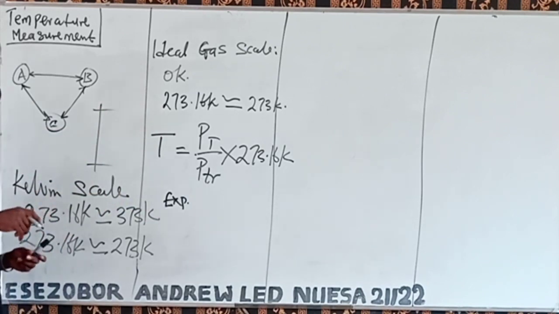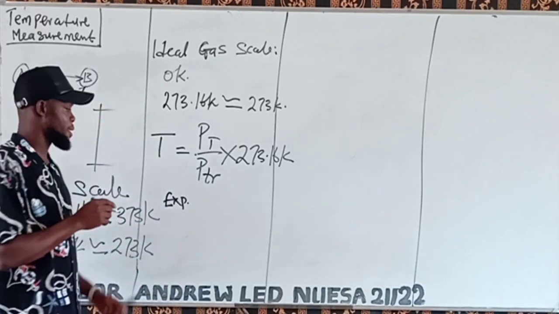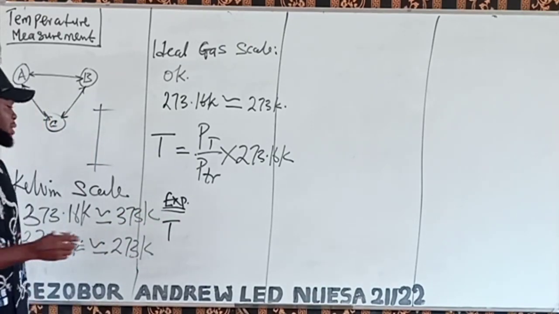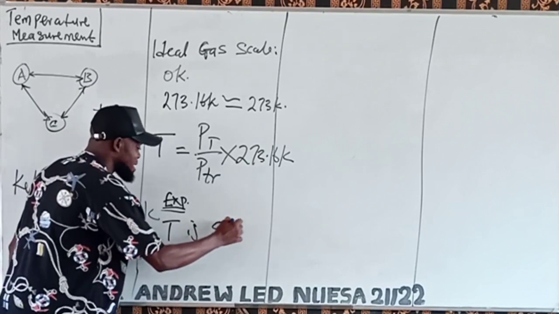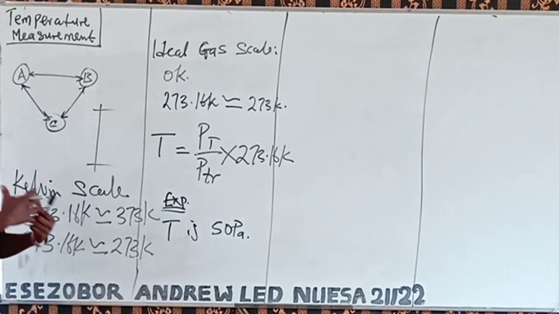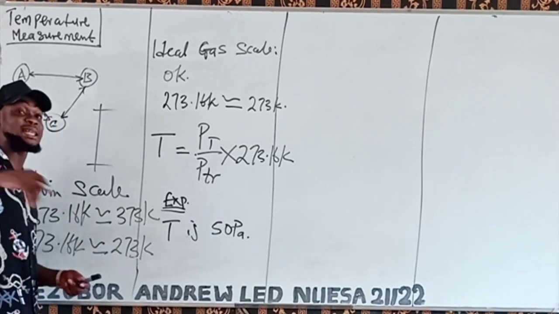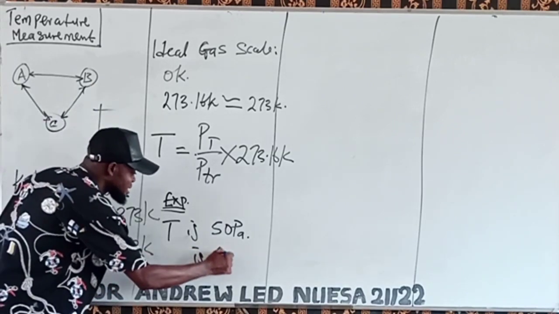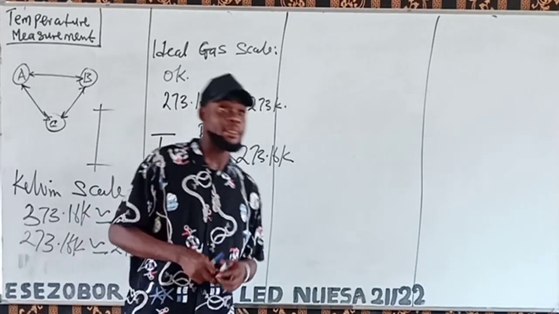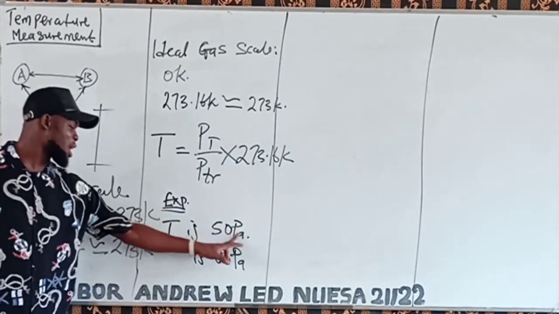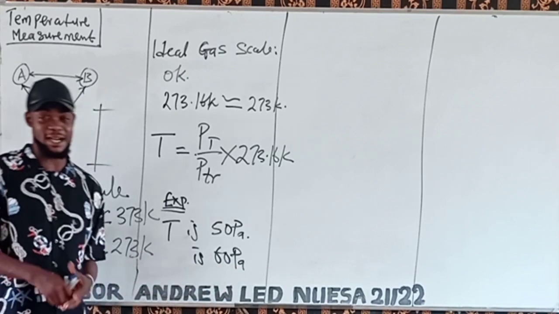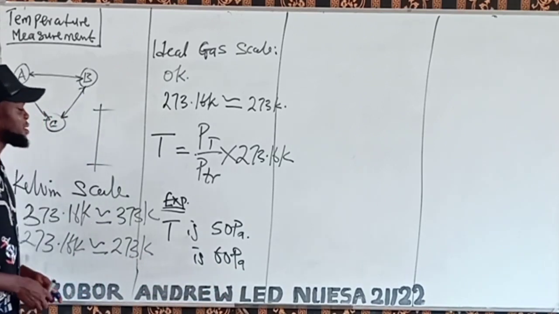If the pressure at a particular temperature T is 50 Pascal, and the pressure measured at the triple point of water is 60 Pascal, what will be the value of T?